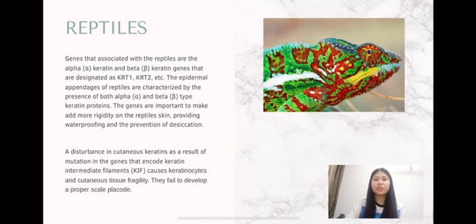As for the reptile, genes associated with the reptiles are the alpha and beta keratin genes that are designated as KRT1, KRT2, and so on. The epidermal appendages of the reptiles are characterized by the presence of both alpha and beta keratin proteins. The genes are important to add more rigidity to the reptile skin, providing waterproofing and the prevention of desiccation. If there is a mutation, it will affect intermediate filaments, causing keratinocyte and cutaneous tissue fragility. The reptiles will fail to develop a proper scale coat.